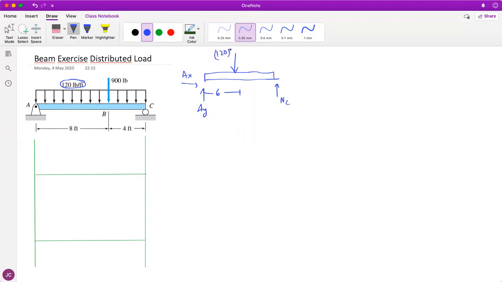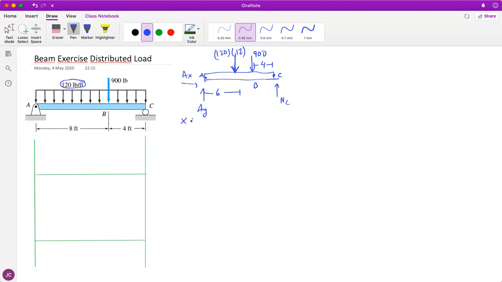120 times 12. So times 12. So this is the resulting force of this distributed load, plus this 900 over there. According to the data, it's 4 feet from this corner C. So you have point C, you have point B over there, and you have point A. Got it. So this is actually pretty simple. Let's just try and do it.